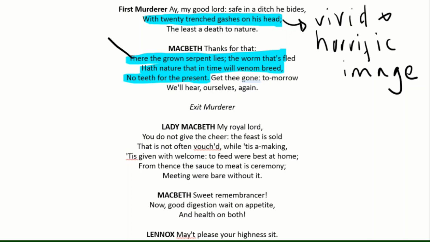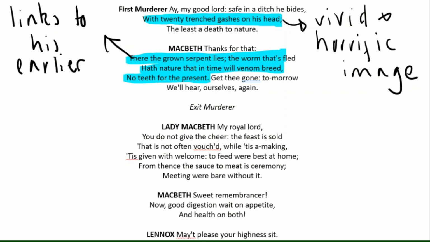Okay, so this links to his earlier threat. Once again, the deed is gone undone and there's still a threat to him, which is the worm. Make sure you circle the worm.